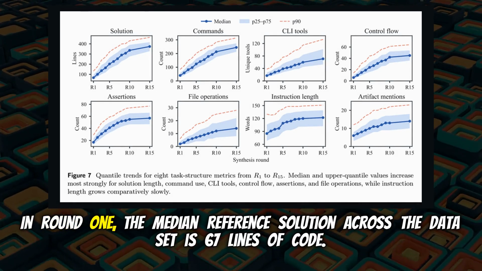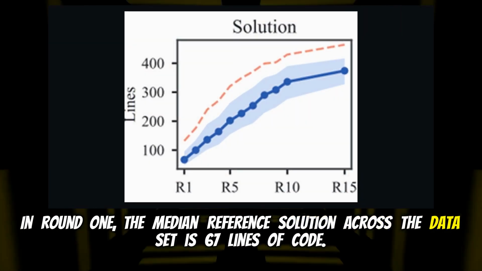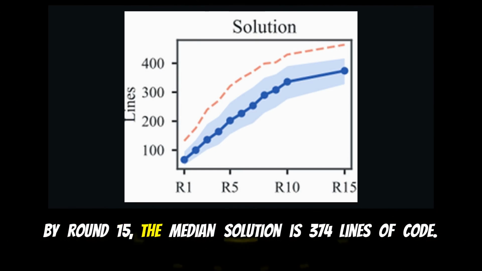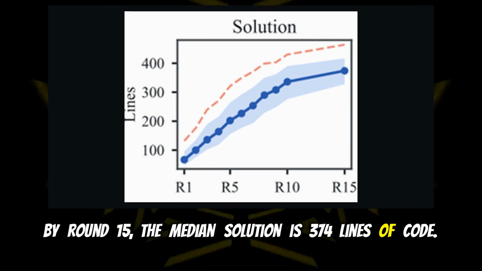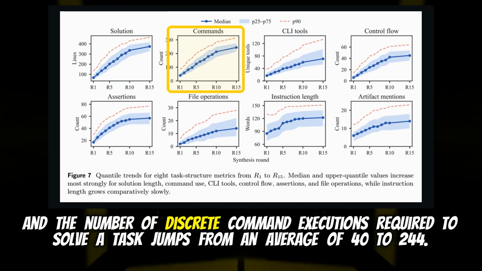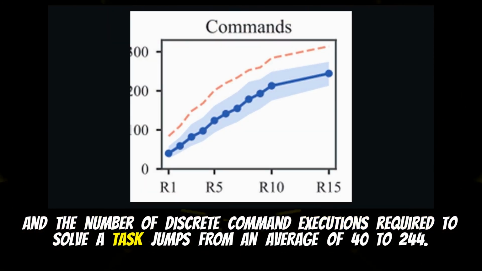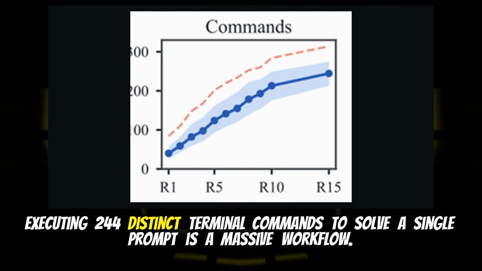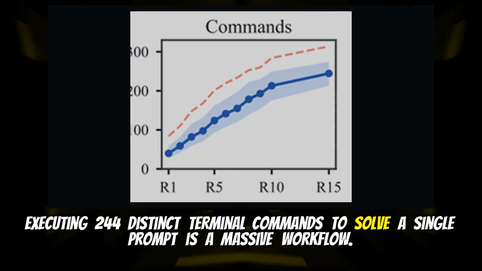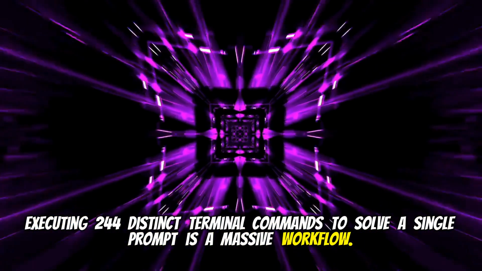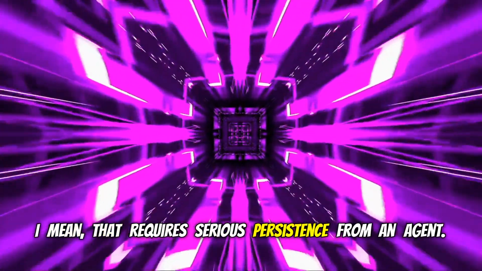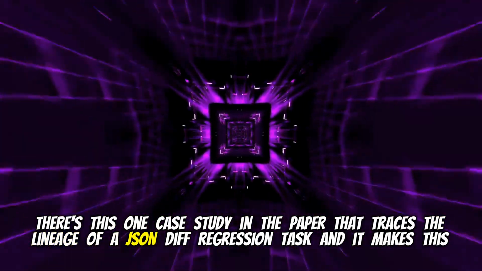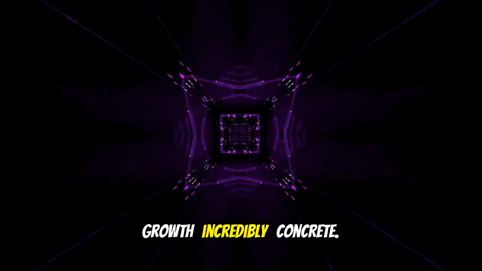In round 1, the median reference solution across the dataset is 67 lines of code. Okay, pretty standard. By round 15, the median solution is 374 lines of code. Jeez. And the number of discrete command executions required to solve the task jumps from an average of 40 to 244. Executing 244 distinct terminal commands to solve a single prompt is a massive workflow. That requires serious persistence from an agent. It does. There's one case study in the paper that traces the lineage of a JSON diff regression task, and it makes this growth incredibly concrete.